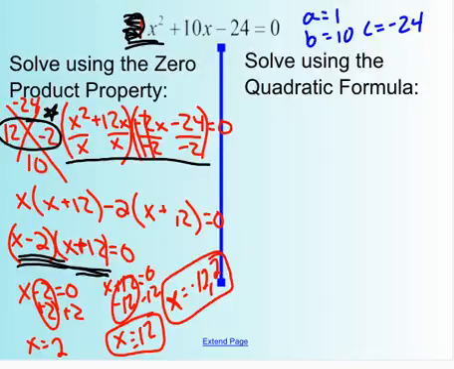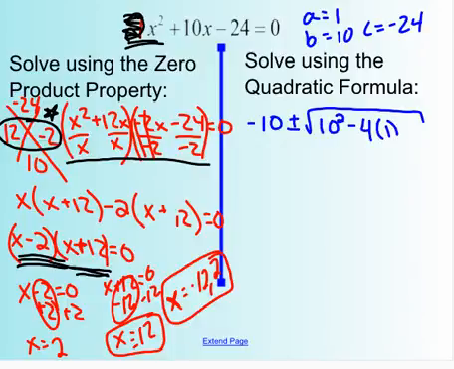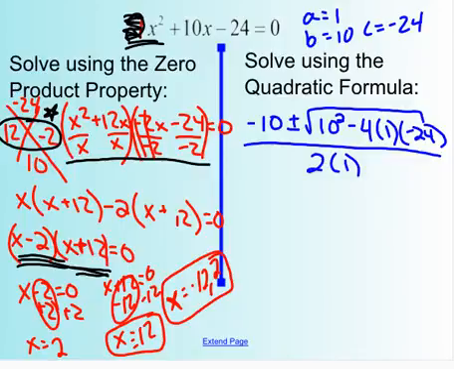Now, when that works out, you have a negative 10 plus or minus the square root. I would have said 10 squared minus 4 times 1 times a negative 24, divided by 2 times 1. I would add negative 10 plus or minus. What I do is I do 10 squared is 100. Now, if you look closely, you have 1, 2. Okay? You are going to end up with a plus.